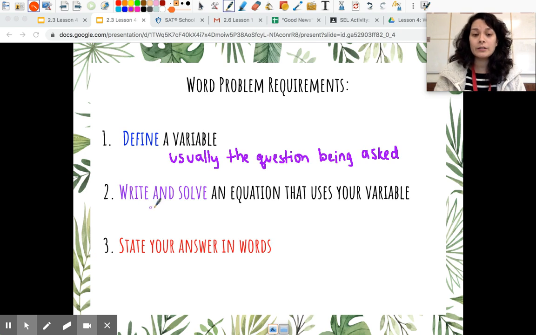The next thing that you're going to do is you're going to write and solve an equation that uses your variable. Okay, so if you're saying that x equals number of weeks, you don't want to change your variable into a different variable when you're writing your equation. You want to use that same variable that you defined. And then the last thing that I have my students do is to write their answer in words. And again, not all teachers are going to make you do this, but this is how I teach it.